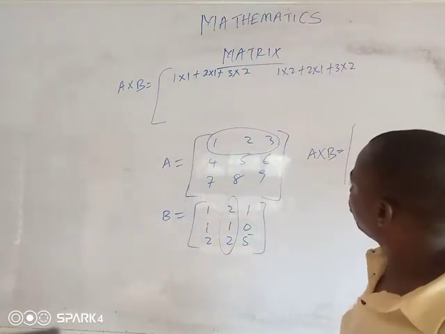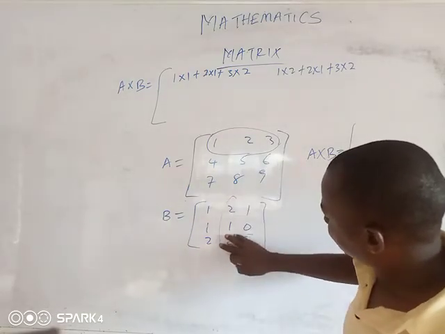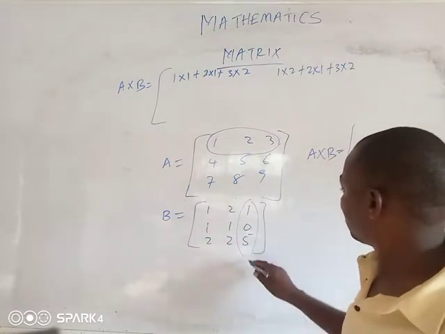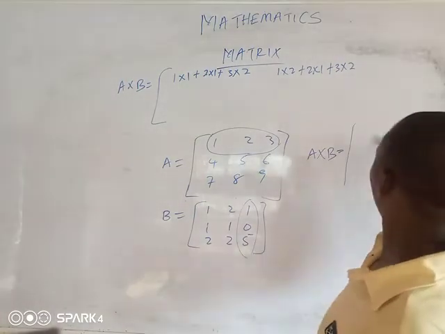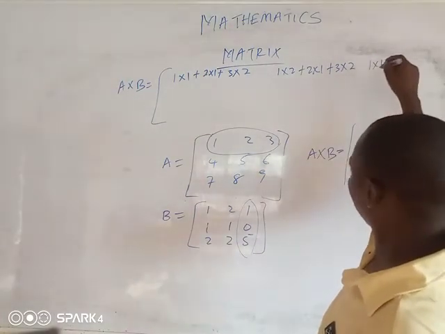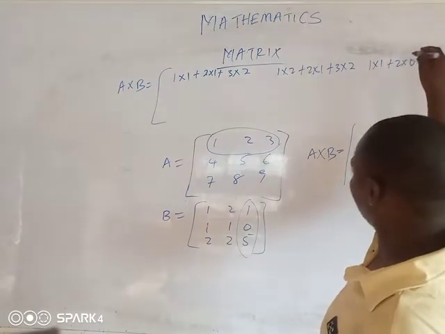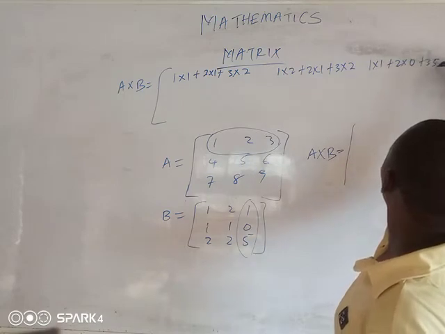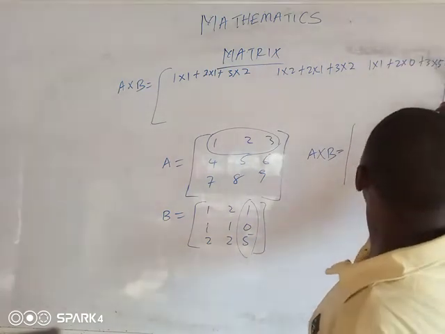So I will also use the same one to multiply this one. Just follow me so that you don't make a mistake. So 1 times 1, 2 times 0, 3 times 5. So I'm done with that.